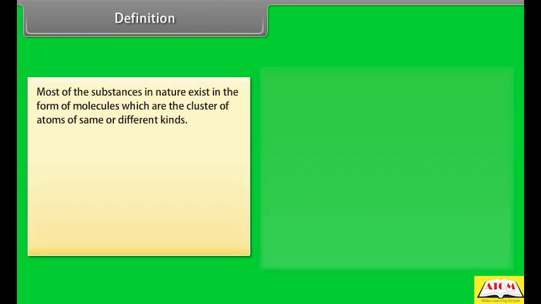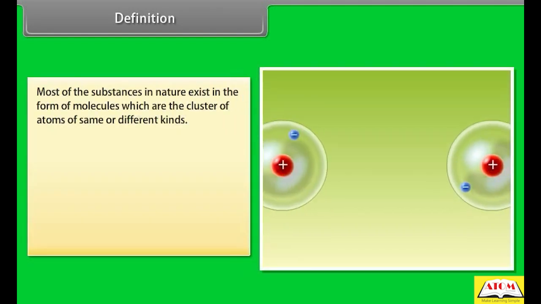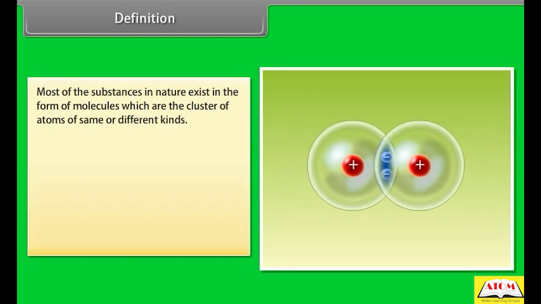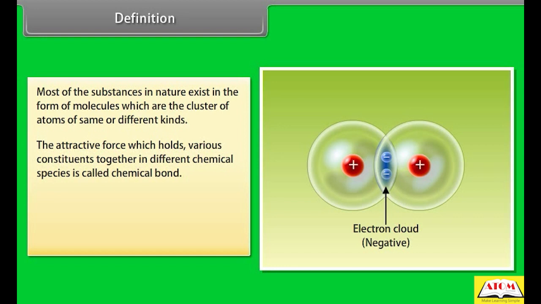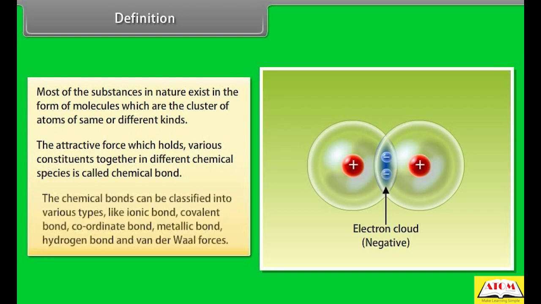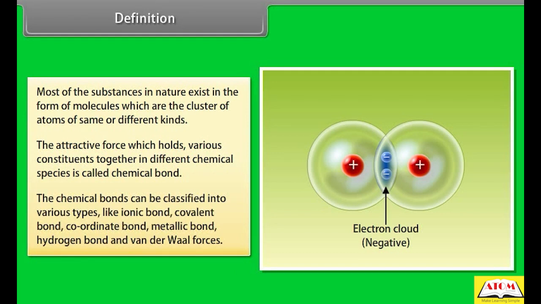Definition. Most of the substances in nature exist in the form of molecules, which are clusters of atoms of same or different kinds. The attractive force which holds various constituents together in different chemical species is called chemical bond. The chemical bonds can be classified into various types like ionic bond, covalent bond, coordinate bond, metallic bond, hydrogen bond, and van der Waals forces.